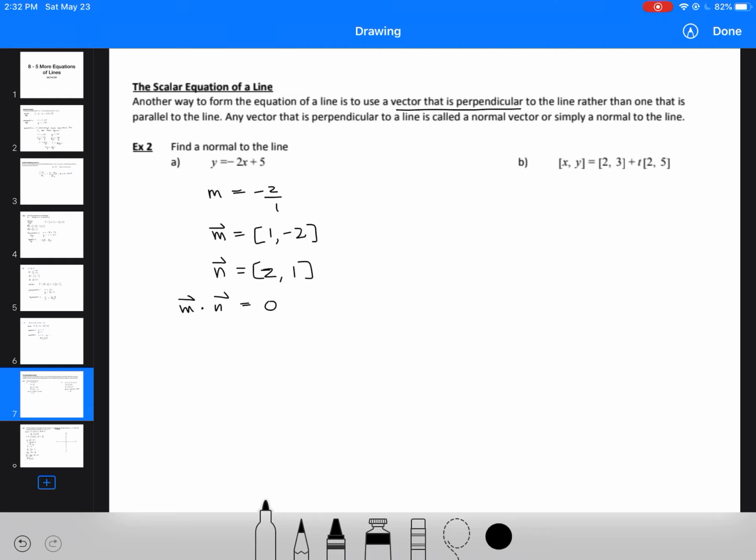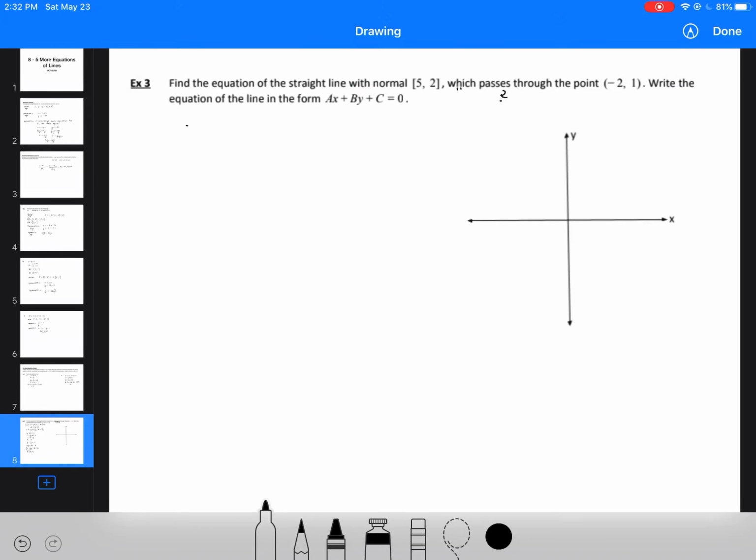So let's try again for the second one. Here, we can just read out our direction vector, 2, 5. Our normal has to be a vector that when dotted with m is going to be equal to 0. So here, we can use minus 5, 2 as the normal. And we can do our double check. Those two vectors are equal to 0 when dotted together.